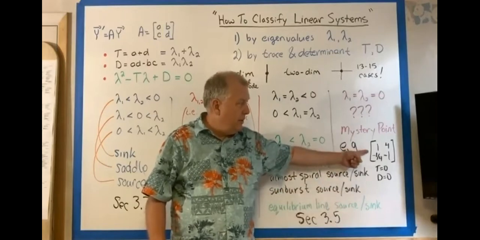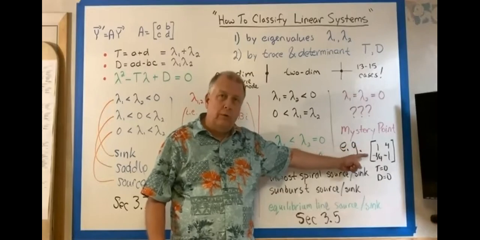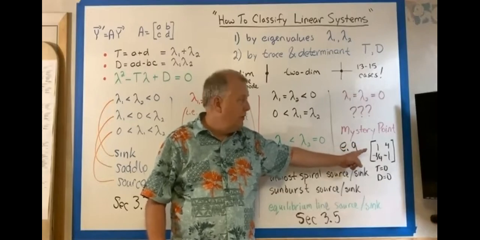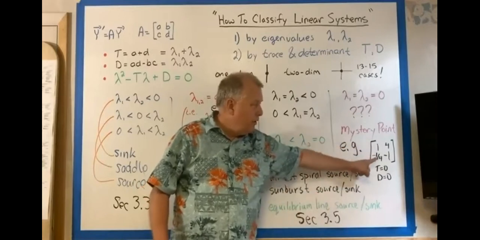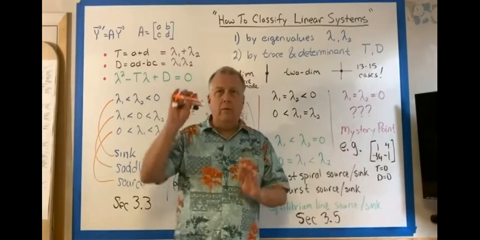Notice, interesting in this matrix that I wrote down, the two rows are already multiples of each other. They both have the 1-to-4 ratio. Here's 1-to-4, here's -1/4 to -1. Both have a 1-to-4 ratio.